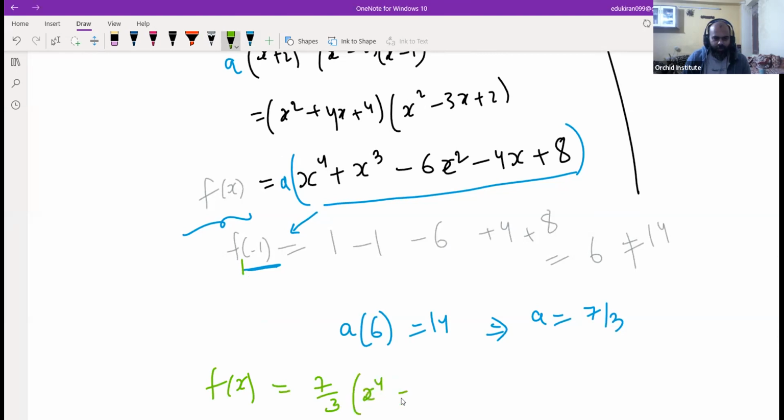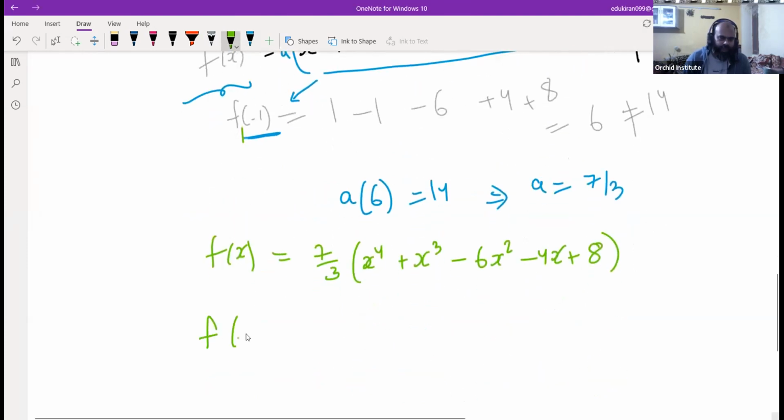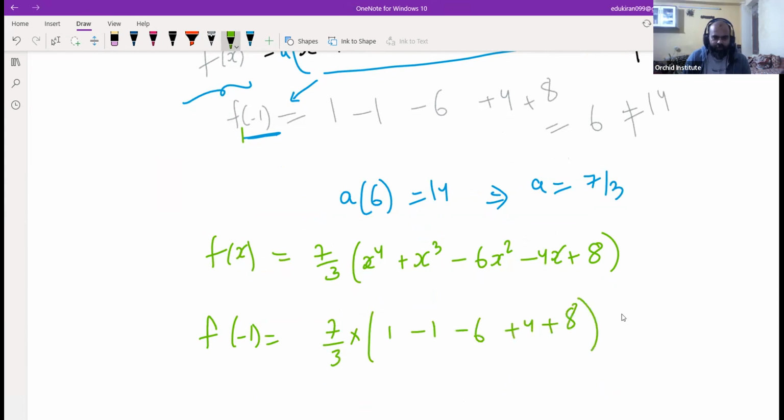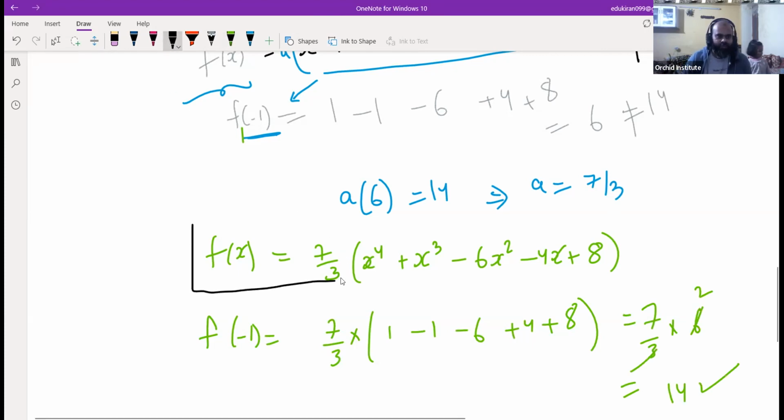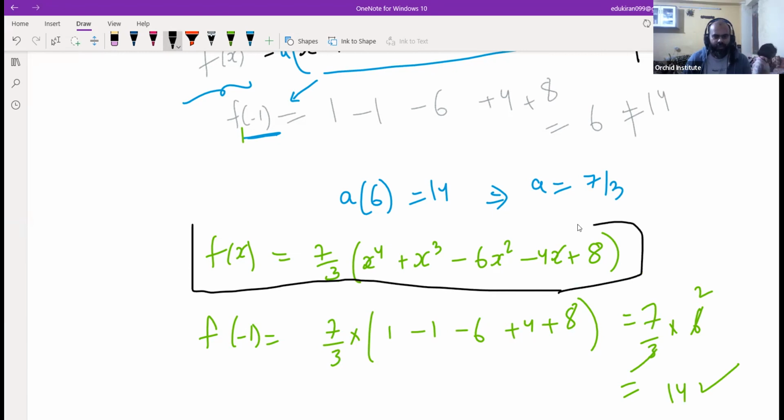into x to the power 4 plus x cube minus 6x square minus 4x plus 8, then that last condition will also be satisfied, because if we put x as minus 1 here, this will be 7 by 3 into 1 minus 1 minus 6 plus 4 plus 8. As we calculated earlier, this comes out to be 13 minus 7, 6. So 3 times 6 will be 14. This is what we wanted to get. So the coefficient a is 7 by 3. So the final answer would be this one.